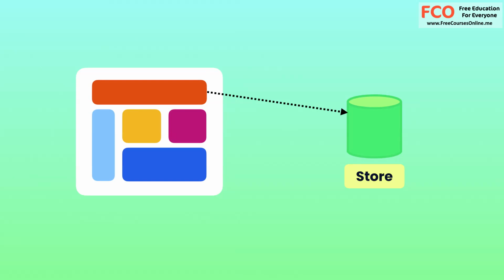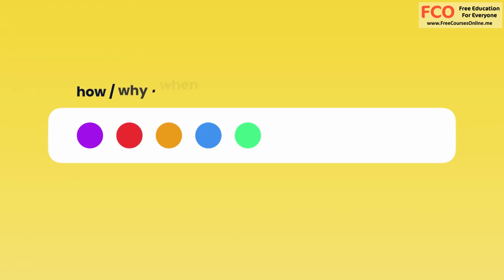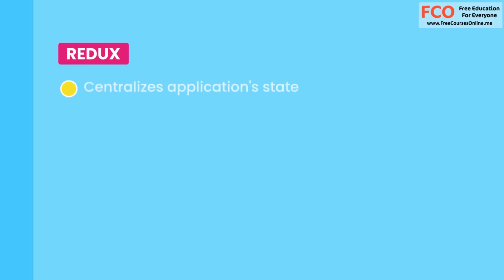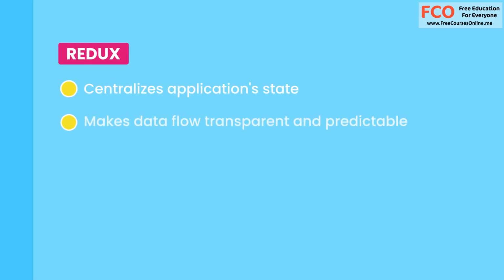But Redux's architecture also makes it easy to understand how the data changes in our applications. If something goes wrong, we can see exactly how the data changed, why, when, and where it came from. So in a nutshell, Redux centralizes our application state and makes data flow transparent and predictable.